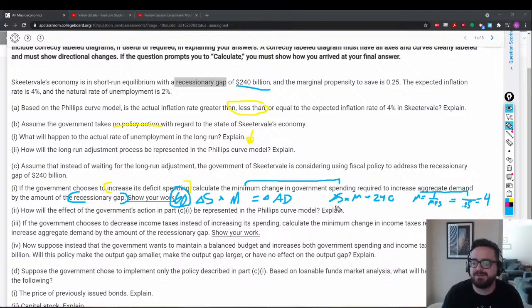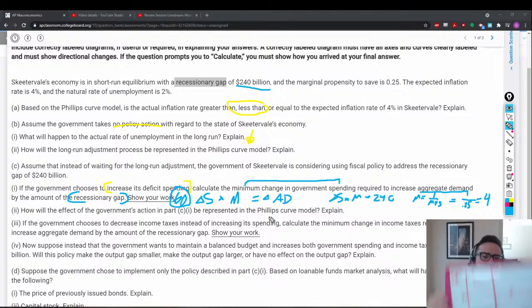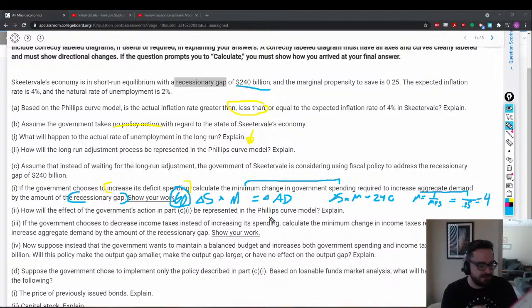How would that be shown on my Phillips curve? I'm undoing the green thing that I drew on this graph, because instead of what I said for B, we don't do that. The government decides to do a fiscal policy. Let's say the government increases spending by 60 billion.